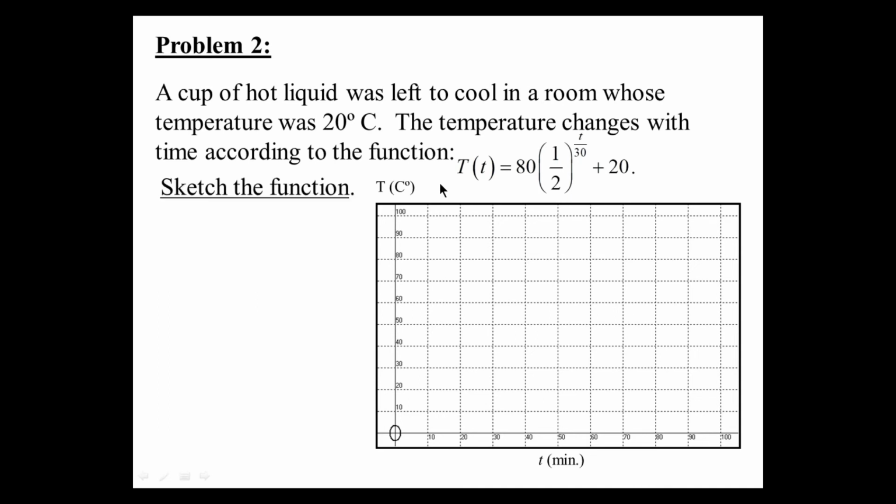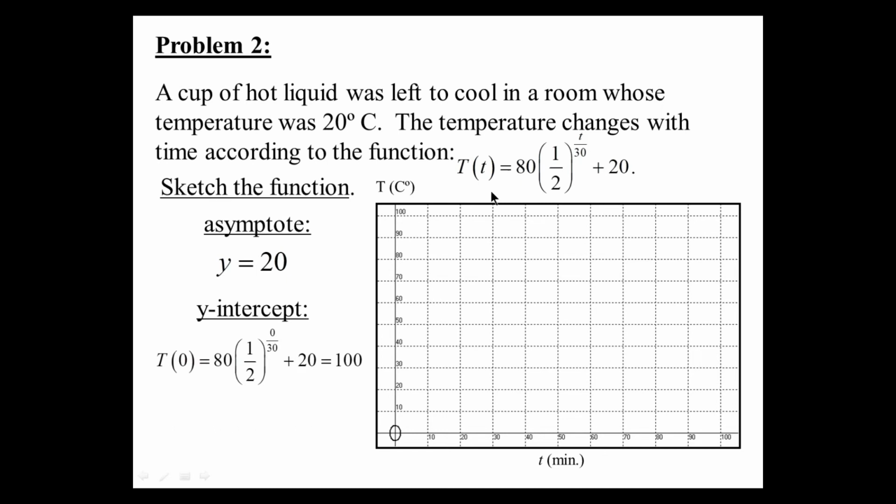Let's sketch the function. To sketch the function, we're going to need the asymptote. We've already discussed it's this number over here. So y equals 20 is the asymptote. And we're going to need the y-intercept. To get the y-intercept, you sub in 0 for x, but in this case 0 for t. T of 0 is 80 times a half to the exponent 0 over 30 plus 20.